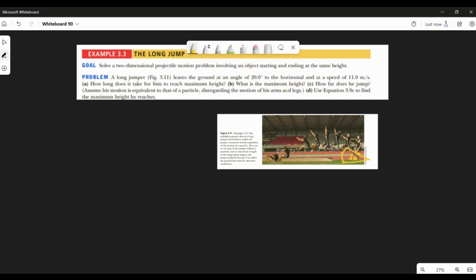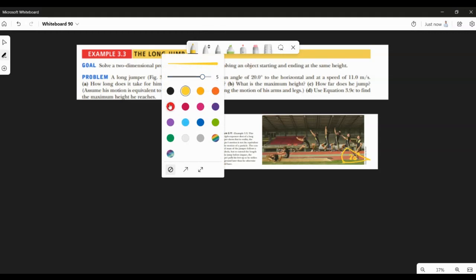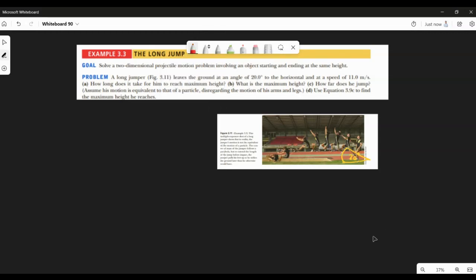First thing they want here is obviously how long. The maximum height is obviously here, so this is exactly the same as your one-dimensional motion. They're asking how long it takes, so the time it takes for him to get there. And then at C, they're asking how far does he jump, which is sometimes called the range. You'll hear about these things the more you do it.